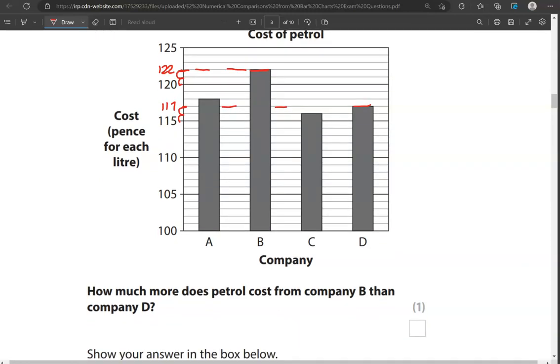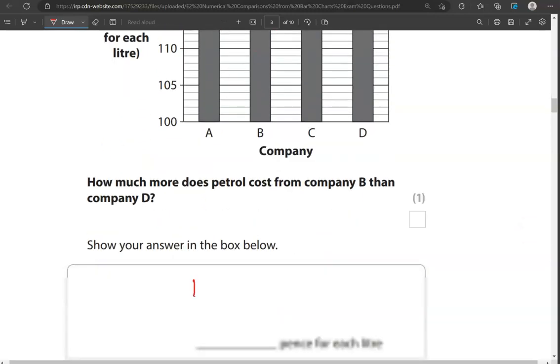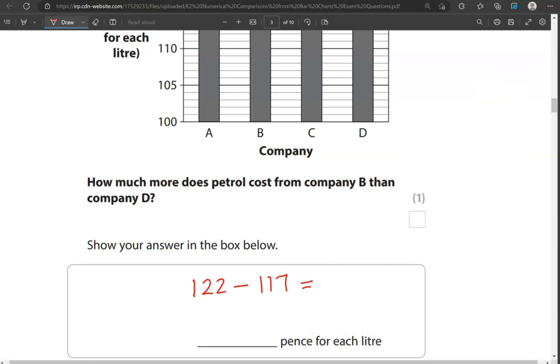So how much more? We're going to work out by doing 122, take away 117. Which is 5. So 5 pence for each litre.